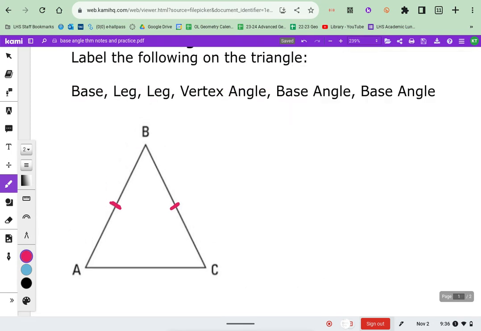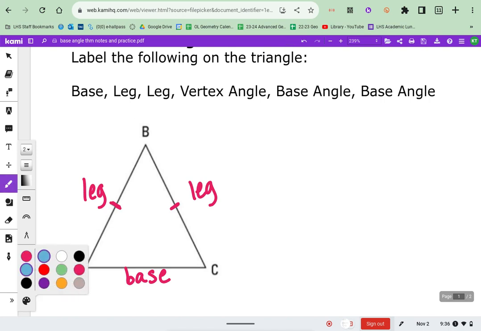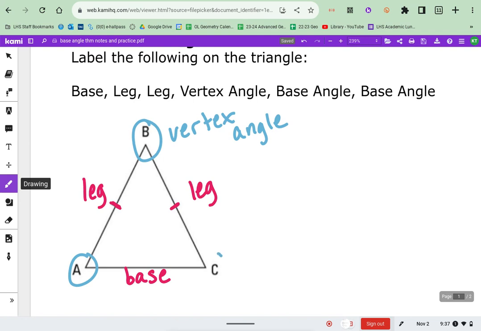And so we call those congruent sides the legs. So that's one leg, and then this is the other leg. And the other side we call the base. Okay, so angle-wise, the angle up here at the top is called the vertex angle. So where the two legs meet is the vertex angle. And then the other two angles, angles A and C, those are the base angles.